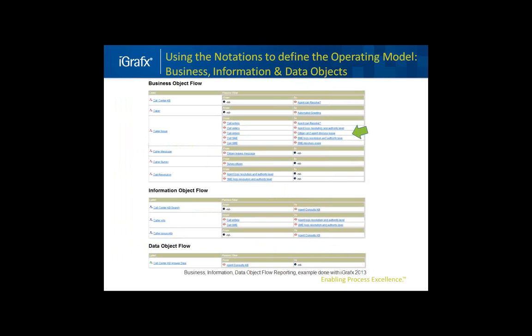You can have it portrayed. This is a view. What are my business objects? You can actually rethink your operating model based on it. What are my information objects? What are my data objects? You could actually see where you have gaps, where you then need to integrate.